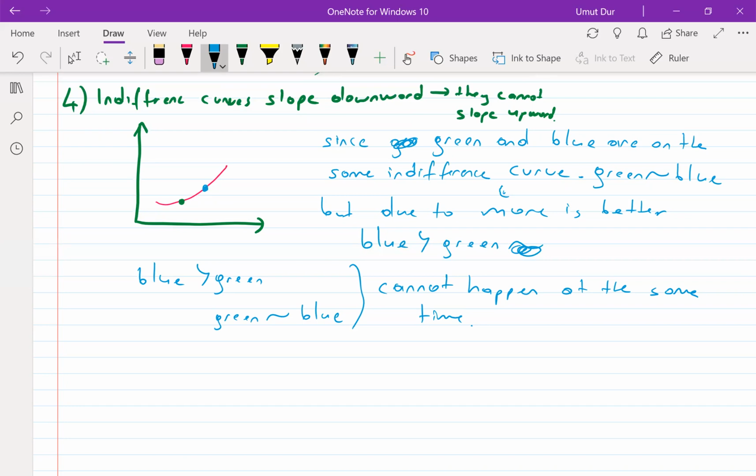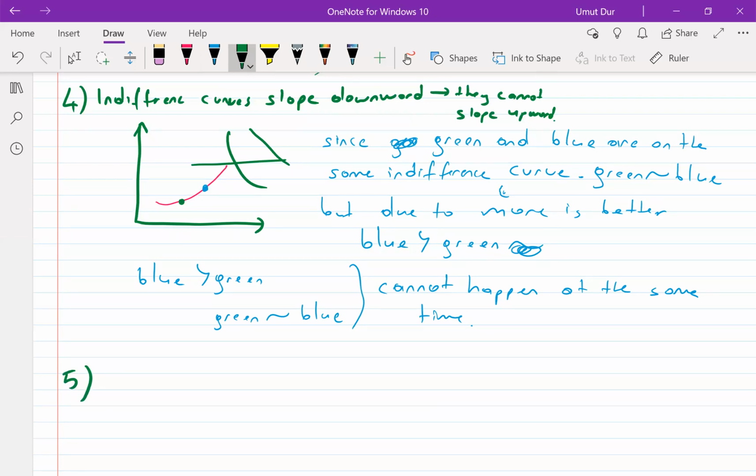Is this clear? So the indifference curves will be like this. They cannot be upward sloping. For example, it can be like this, but they cannot be upward sloping.